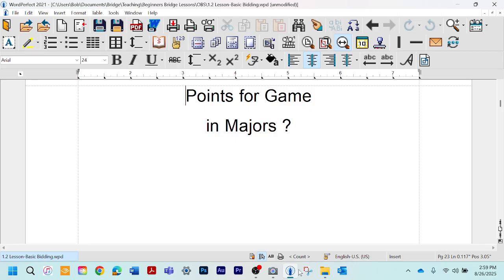If you and your partner together have about 25 points, generally speaking, you can make a game in the majors. Game in the majors, of course, is 4. Majors, of course, are hearts and spades. And in no trump, it's about the same thing. It is around 25 points.